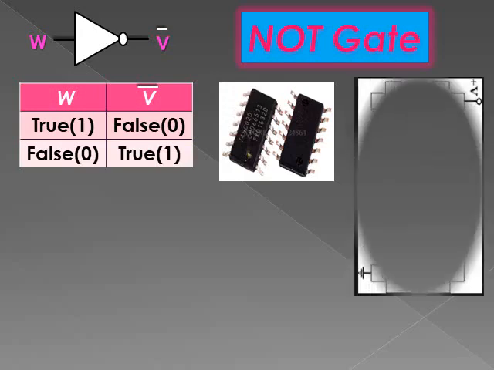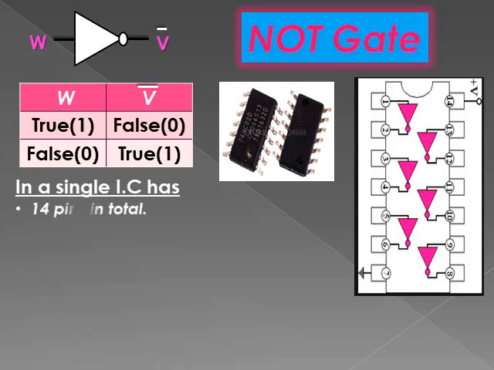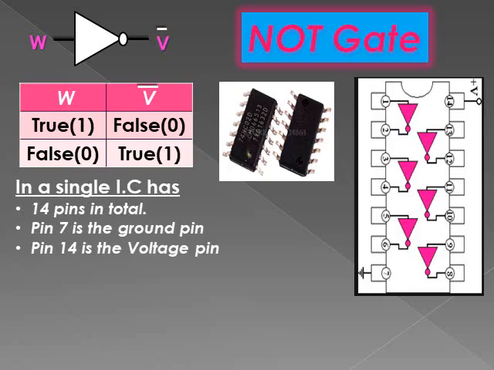Let's see how the gates are represented inside an integrated circuit. One integrated circuit has 7 pins to the left and 7 pins to the right. All these pins are numbered, starting from pin 1 to pin 14. Pin 7 is for the ground wire. Pin 14 is for the power supply wire, probably of 5 to 12 voltage energy.